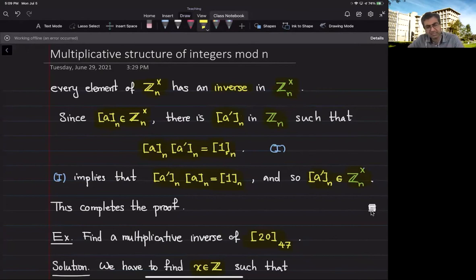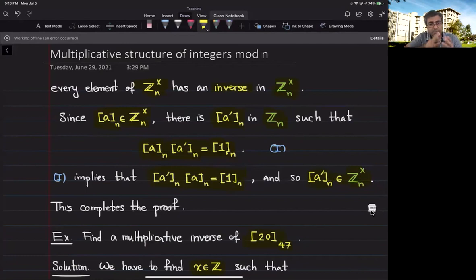We have already discussed this for the set of integers modulo n. Multiplication is commutative. I can flip the order. I get that the residue class of A prime times the residue class of A is again the residue class of 1. These two equalities together imply that the residue class of A prime itself is a unit, and that's exactly what I claimed. So altogether, we showed these important properties of the set of units of integers modulo n.